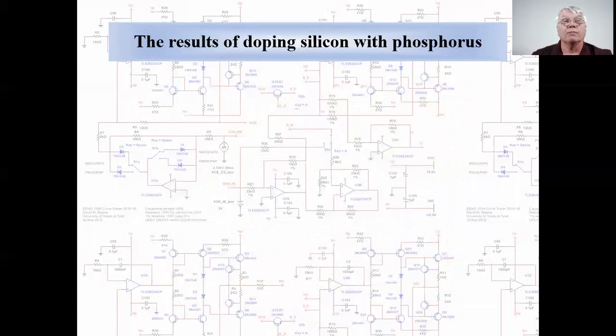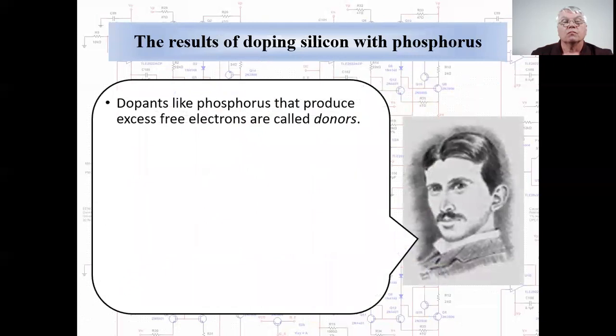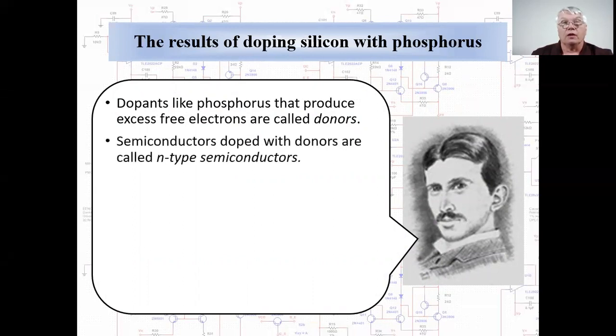Now let's let Nicola narrate or bring up the points of this slide. Dopants like phosphorus that produce excess free electrons are called donors. And this makes it an N-type semiconductor.